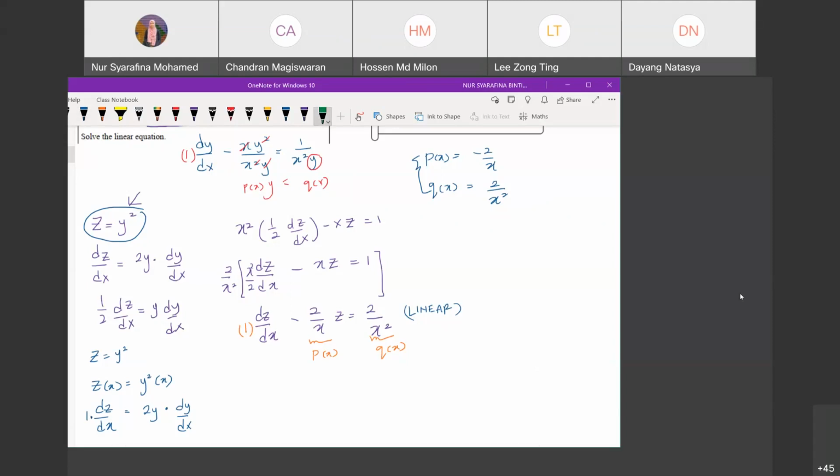So what's next? Once you obtain your Px and Qx, you can find what? Your integrating factor, by e to the power of integral of Px with respect to x. Once you obtain this, you can substitute into mu x y equals integral of mu x Qx. Okay, try.